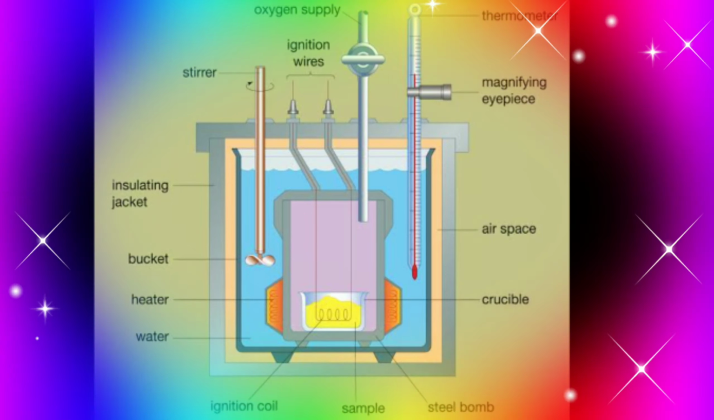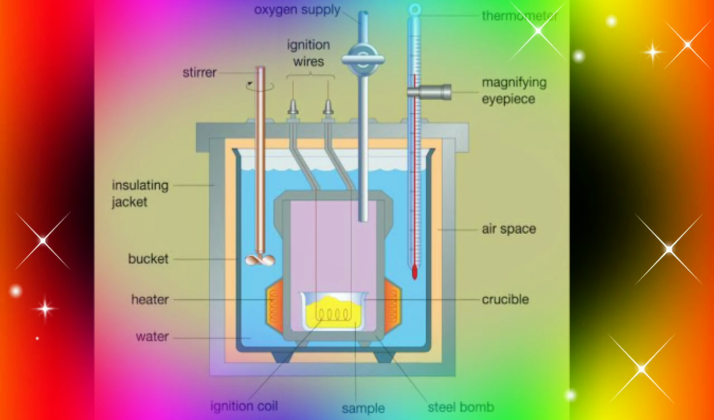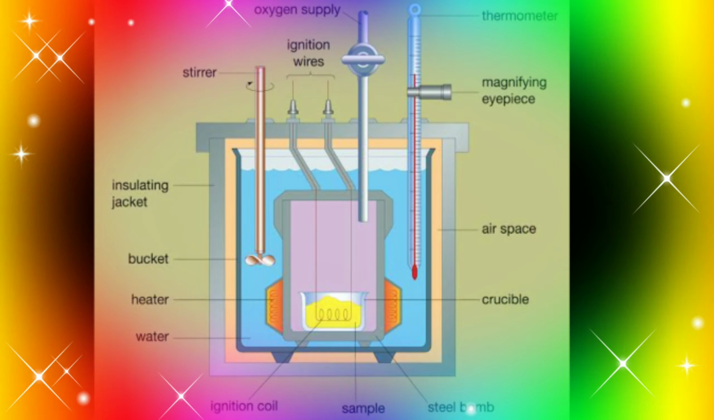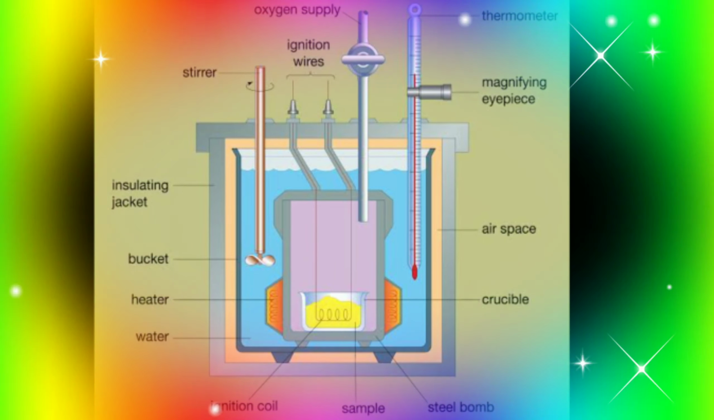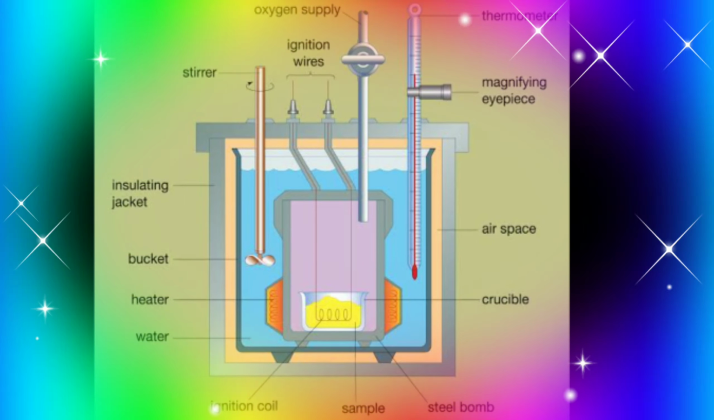Similarly, if we put a cold object in the calorimeter, the cold object will receive heat from the water and its temperature will increase, while water and calorimeter will lose heat and their temperature will decrease.